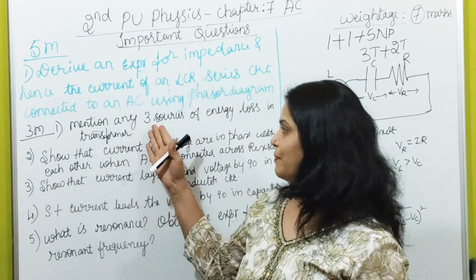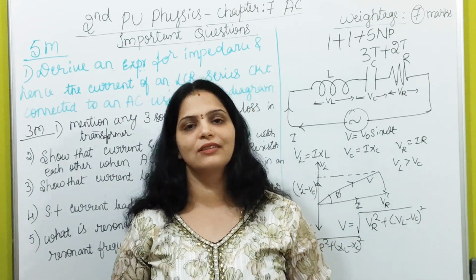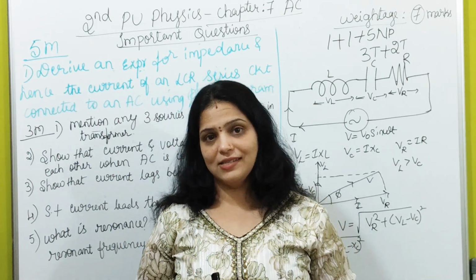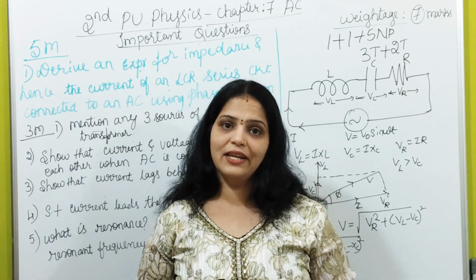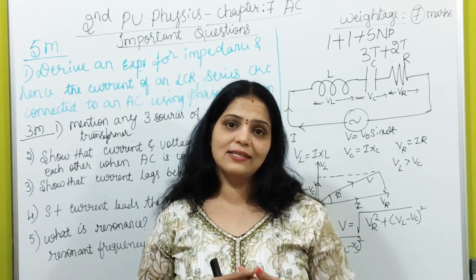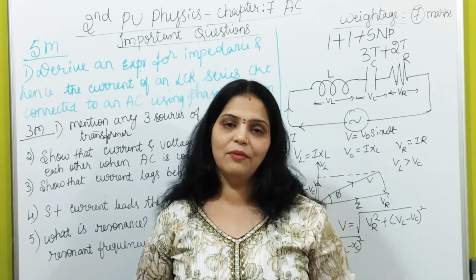Along with that, you are expecting: mention any 3 sources of energy loss in a transformer for 3 marks. So you can write loss due to hysteresis, loss due to flux leakage, loss due to resistance in the windings, like this. You can write any 3 points.